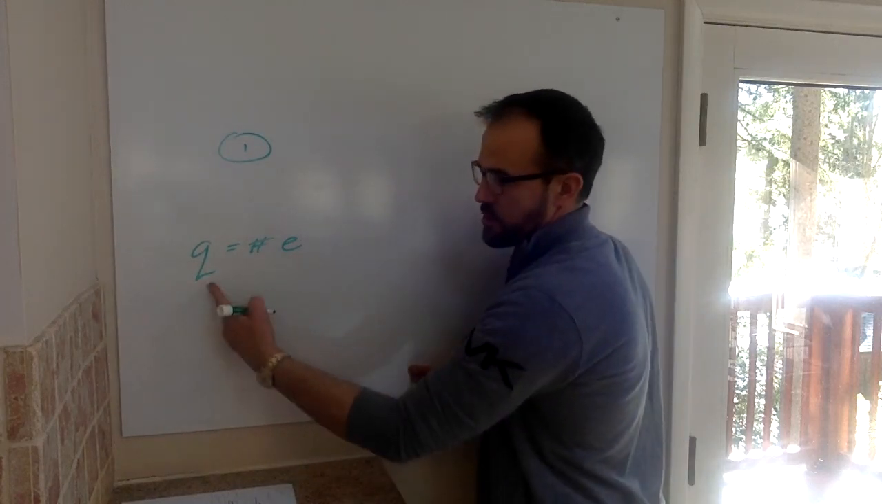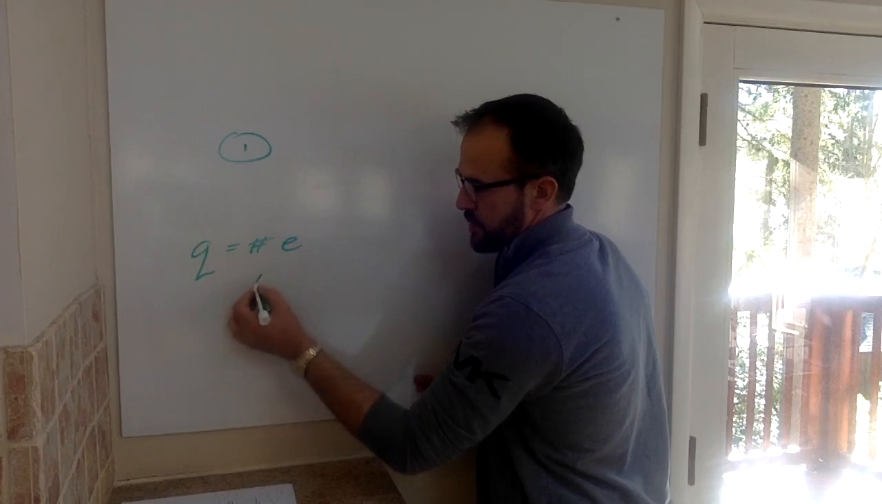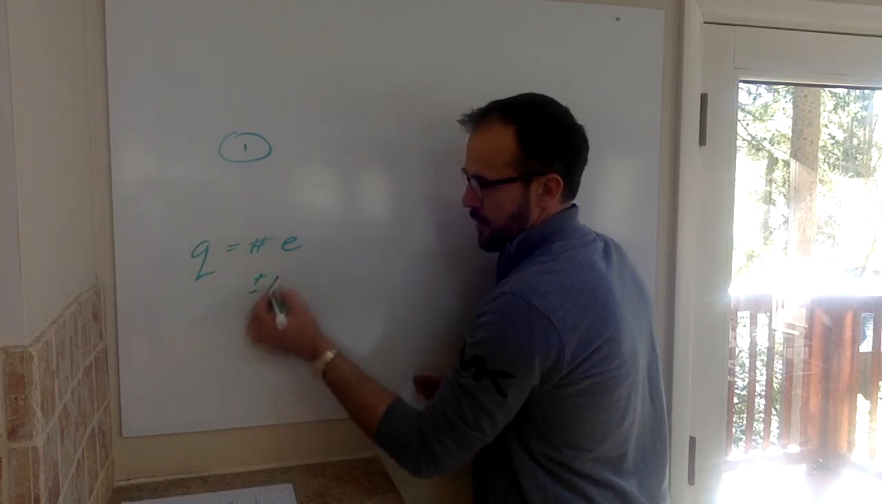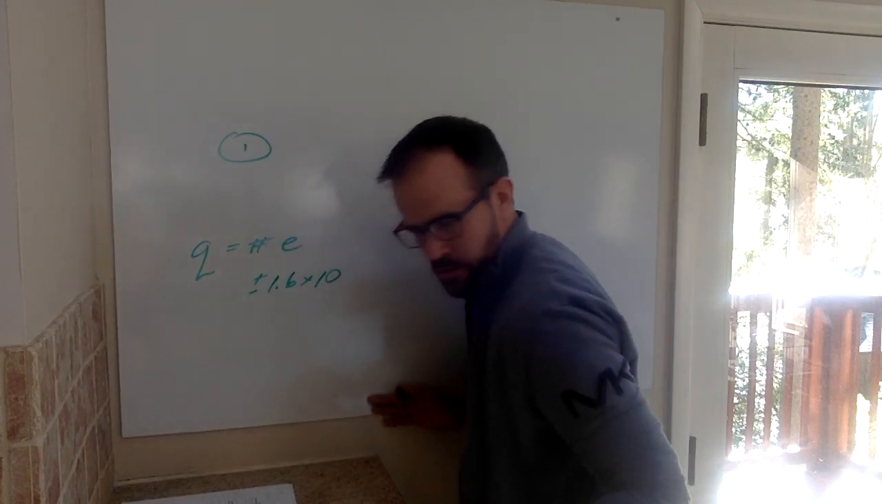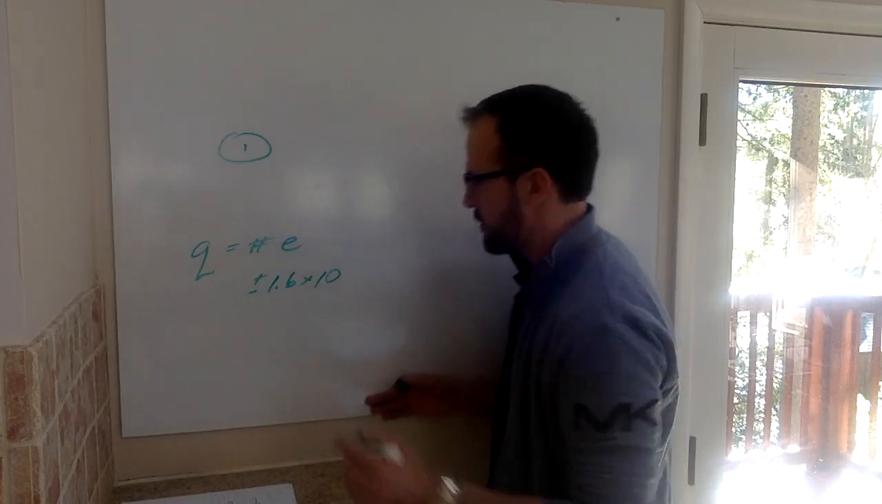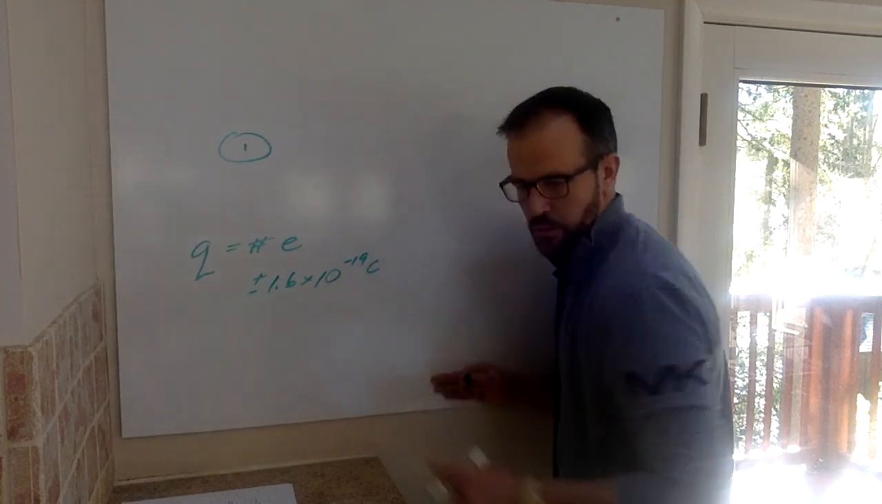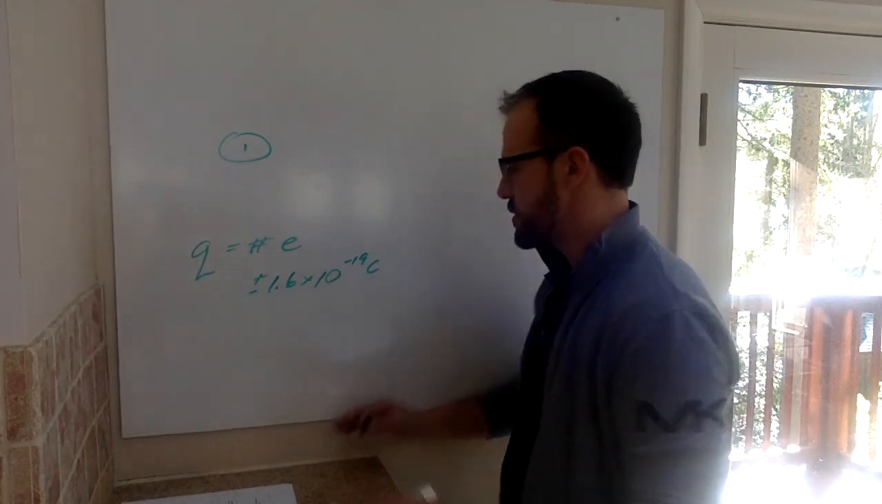So anyway, a Q is always made up of some number. And what is this number? It is plus minus 1.6 times 10 to the negative 19 coulombs. What is the plus minus about?